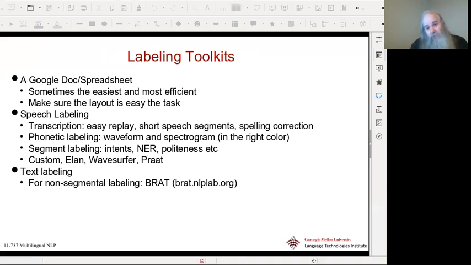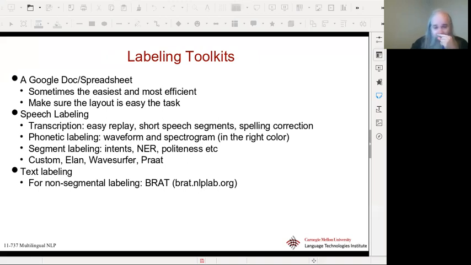Phonetic labeling is a hard task. You want to make sure you can see the waveform and the spectrogram, and there's different ways to display the spectrogram, and depending who you are, you want black and white spectrograms or you want color spectrograms. And if you don't do that, it's harder to read. Okay, and so you want to accommodate that for the person who's doing the labeling.